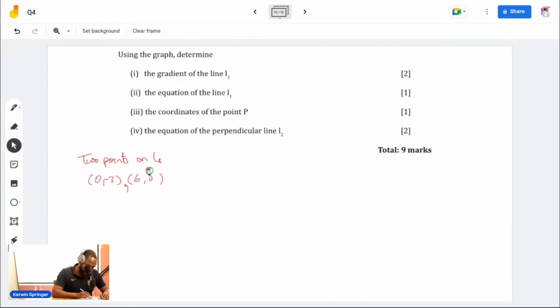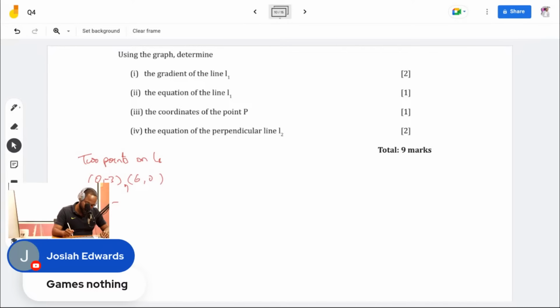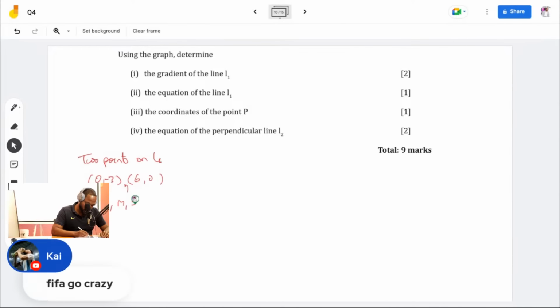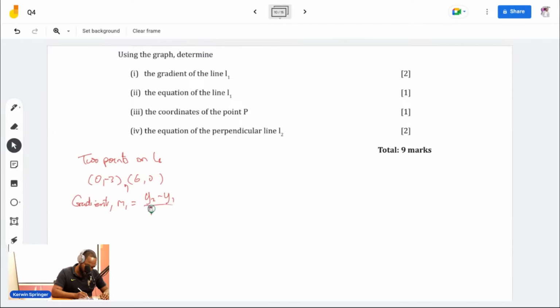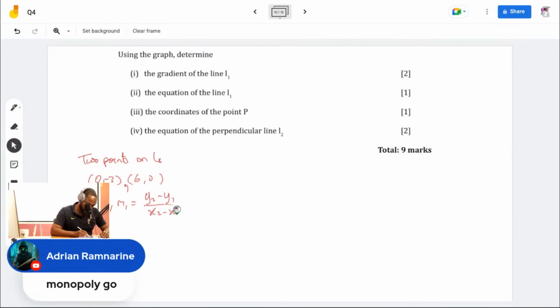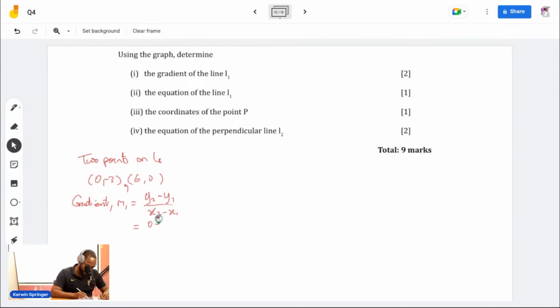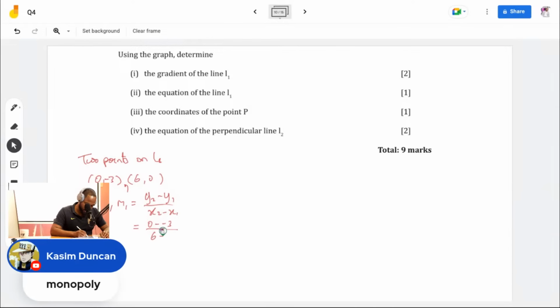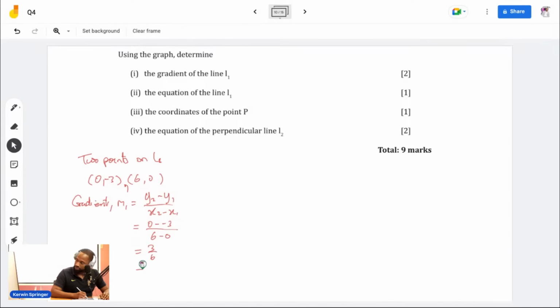So therefore the gradient, let's call it M1. Gradient M1 is equal to y2 minus y1 over x2 minus x1. So we say 0 minus -3 over 6 minus 0. So we get 3 over 6, we get a half. Gradient is a half.